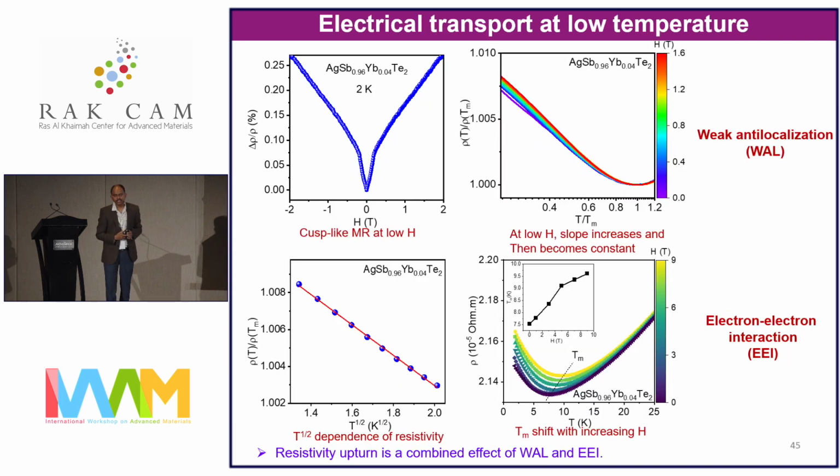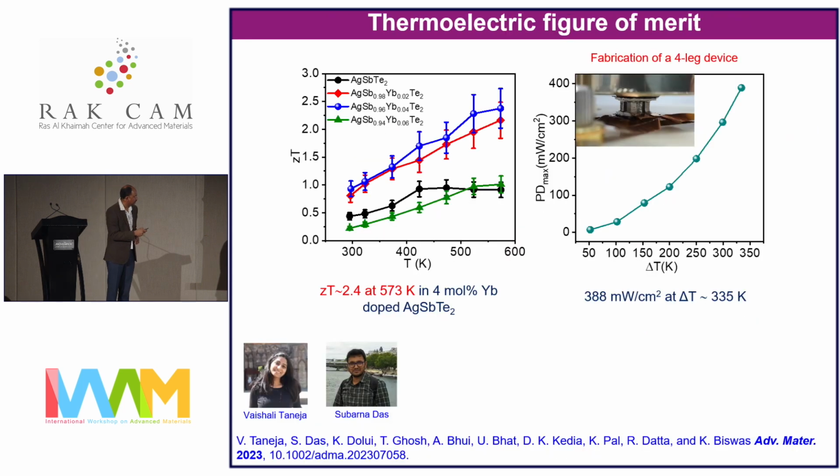What we see in magnetoresistance at very low temperature, 2 Kelvin, is this kind of cusp-like feature. That tells us there is quantum diffusive type transport, which is nothing but weak anti-localization. And also, we see a root T dependence, which tells that this is coming from the electron interaction. So both diffusive and quantum diffusive transport are happening at low temperature. And then we get a ZT of around 2.4 also in this 4% ytterbium doped compound, and we get a good device efficiency.